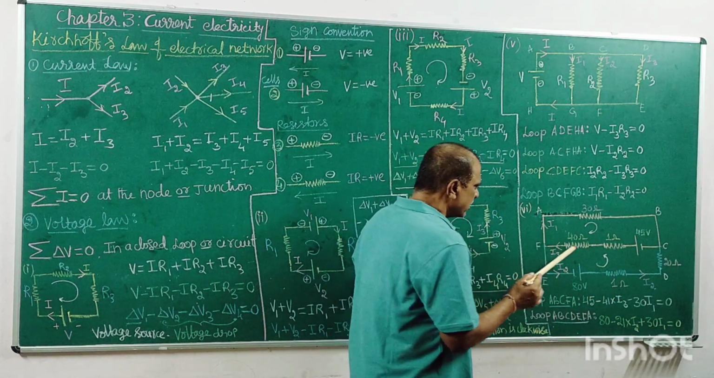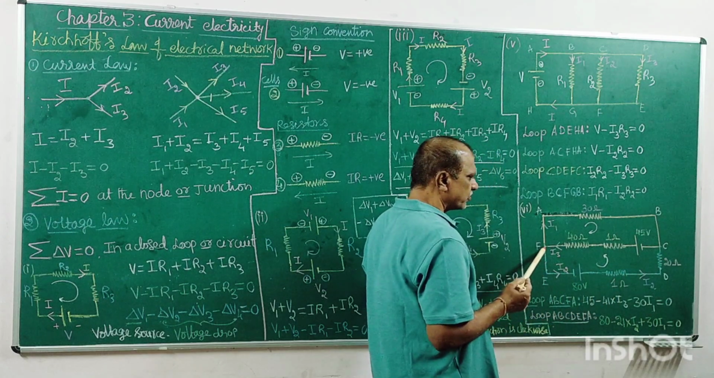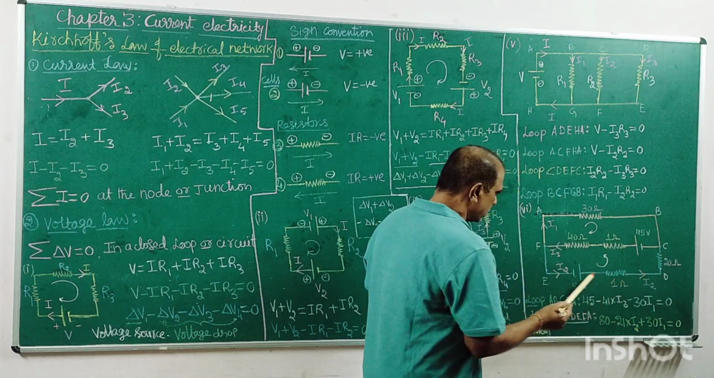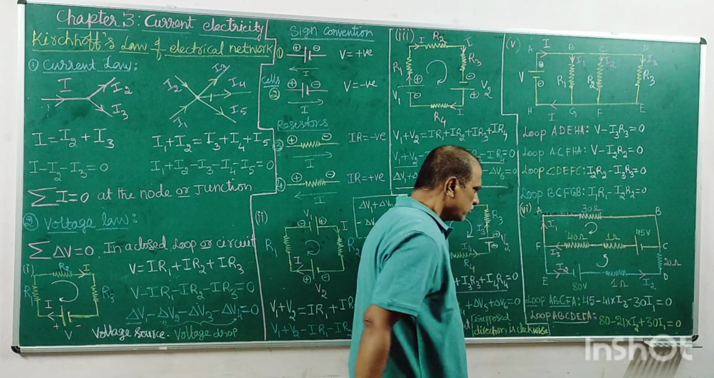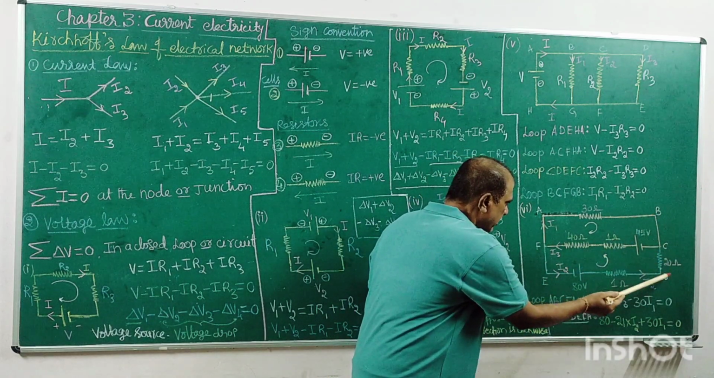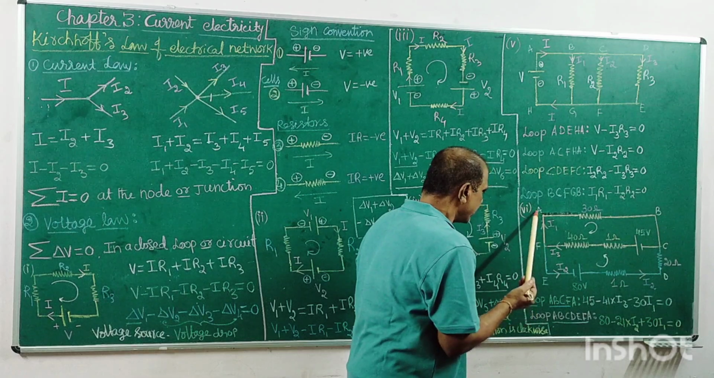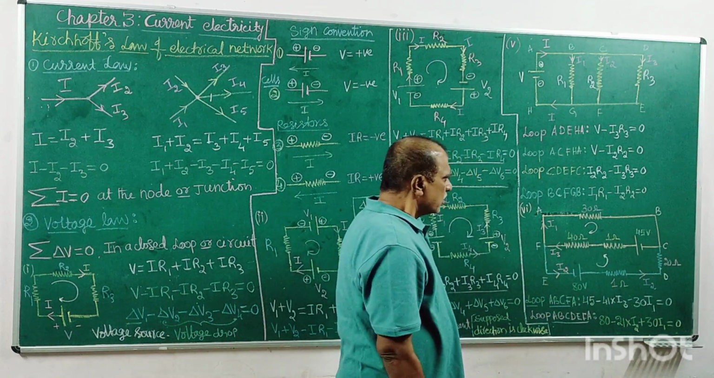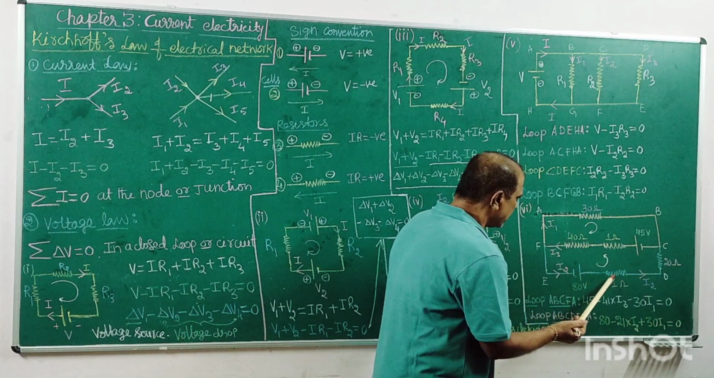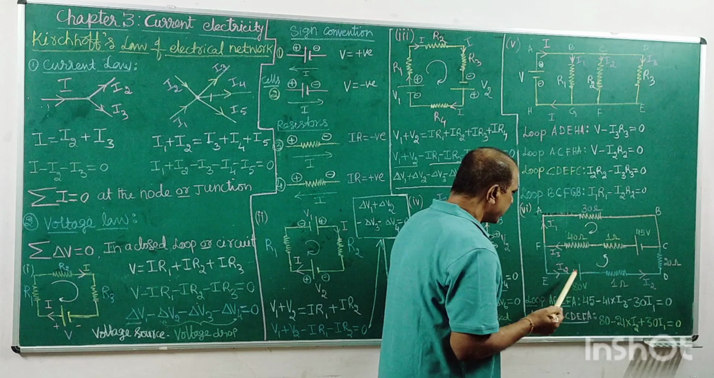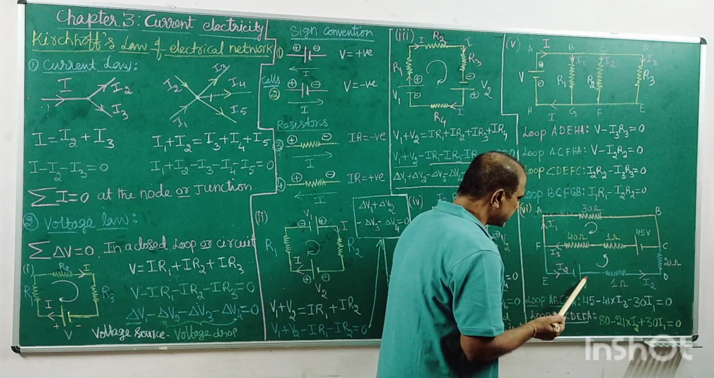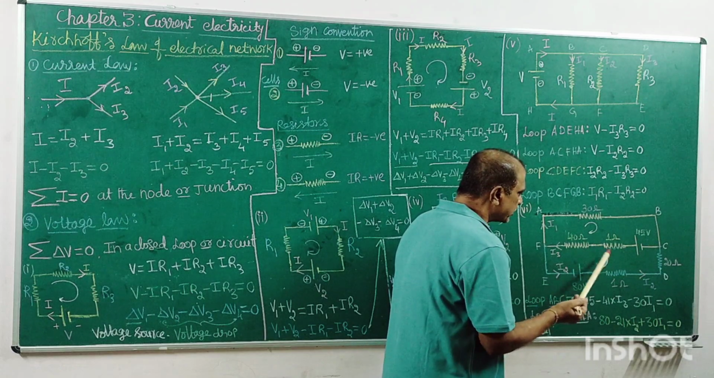Similarly, you can calculate the equation for this loop. Now I am calculating the equation for this loop. Look at the big, entire loop like this: A, B, C, D, E, F, A. That is the loop. In this loop, the elements are this element, this element, and this element. And the current direction, because this cell is involved, is this. That is the loop current.